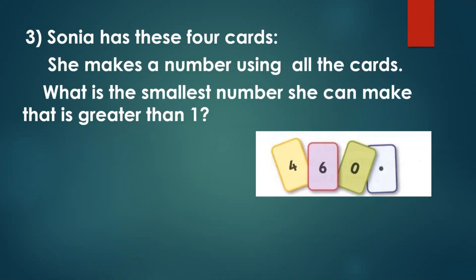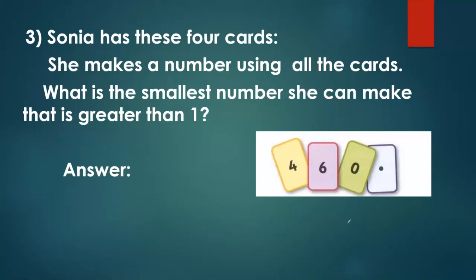So using all these 4 cards, what is the smallest number that you can make that is greater than 1? You have to make a number using all these 4 cards which is greater than 1, as well as the smallest such number. So shall we start doing the answer? Okay, let's see how the number will come. The first condition is that the number should be greater than 1. So from these 4 cards, the numbers that are greater than 1 seem to be 4 and 6. Am I right?